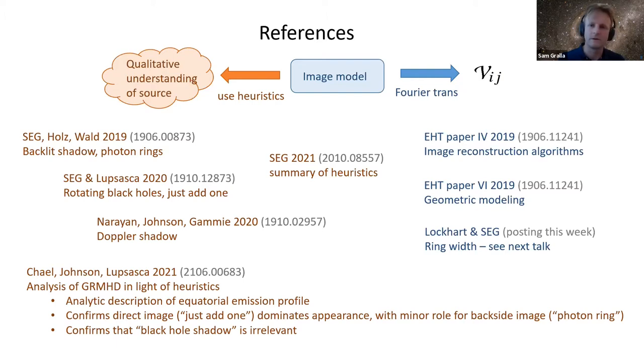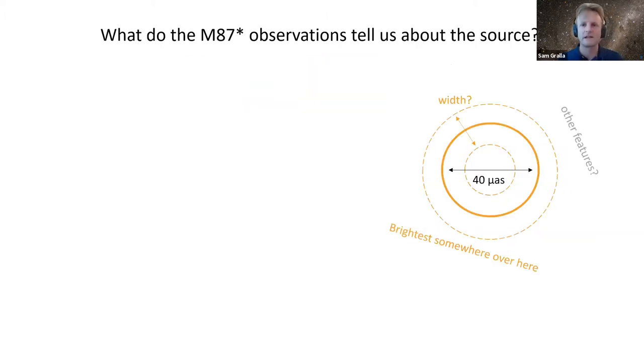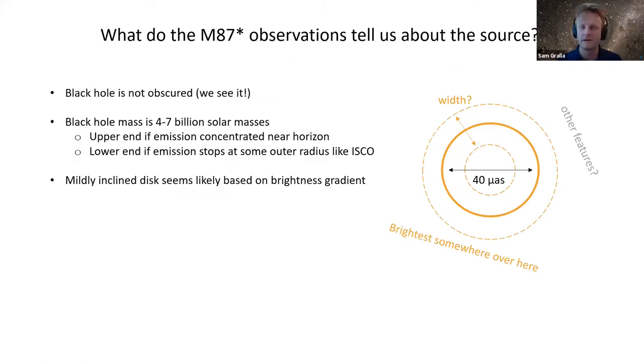And now I will go ahead and try to answer the question I started with, which is, what have we learned? So I agree completely with EHT that this is the general picture you should have in mind. It's 40 microarcseconds in diameter, but we don't really know the width. We don't really know exactly where it's brightest. And so what do we learn from this?